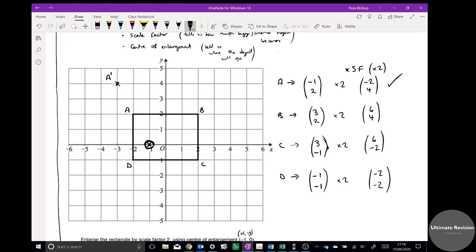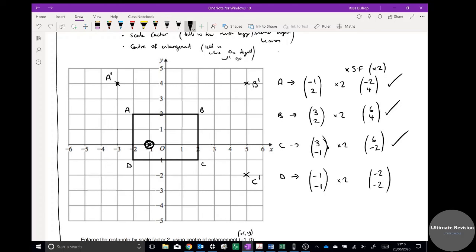Next one is 6, 4. So I'll go back to my center of enlargement, count 1, 2, 3, 4, 5, 6, and then 4 up, and I put a point there. That's going to be my B dash, and I've done that one. And so on. I'm going to go C now, 1, 6, and then 2 down. That is going to be my C dash on that one.